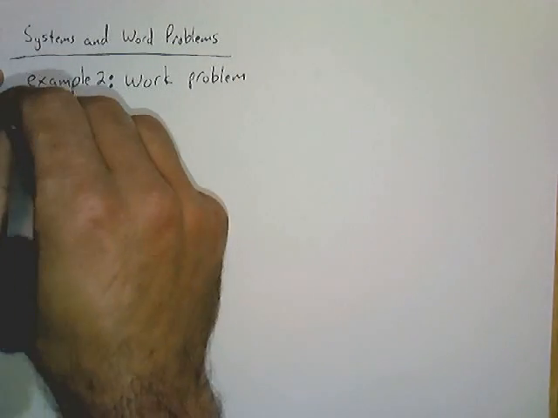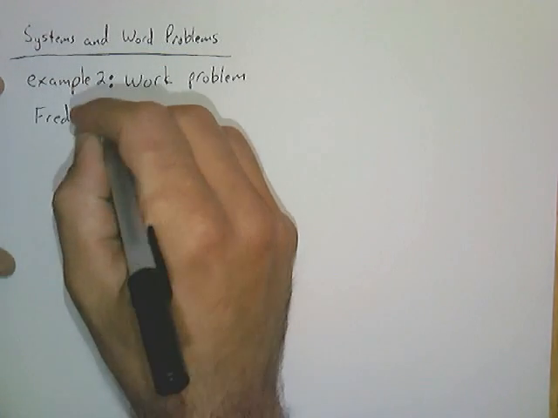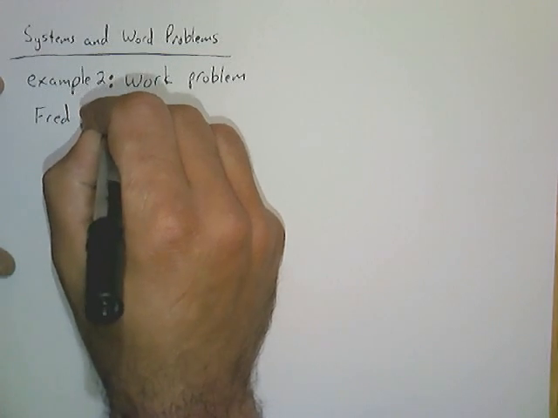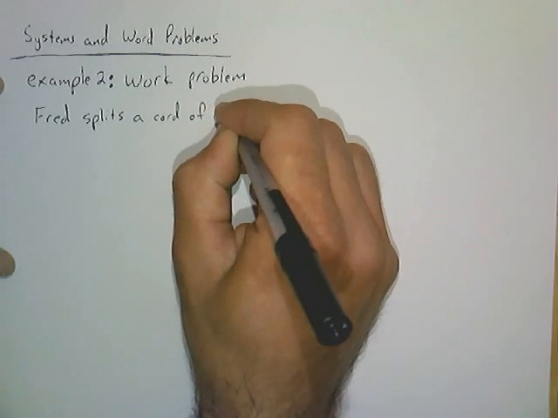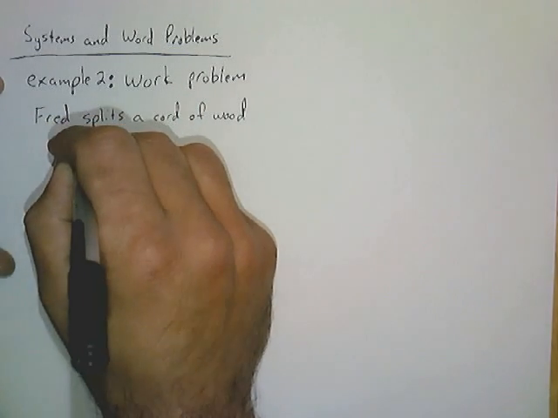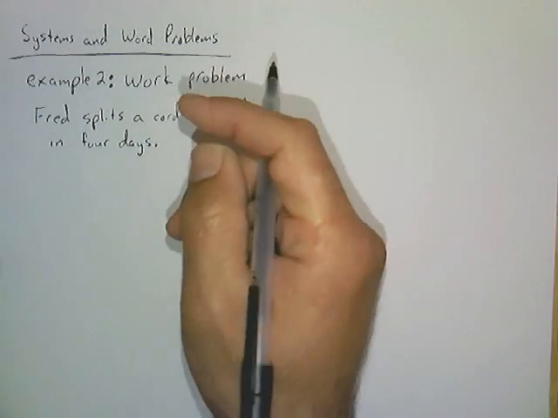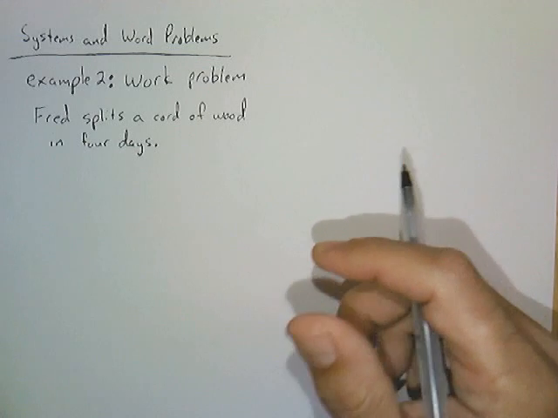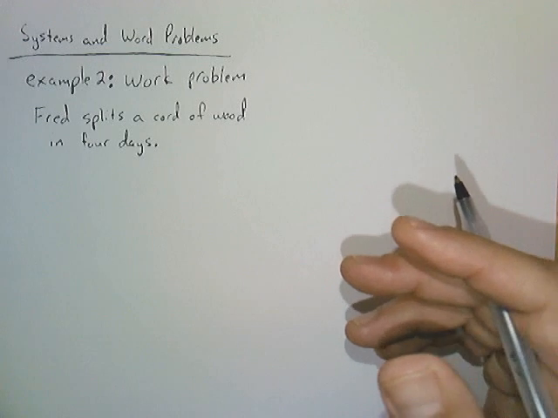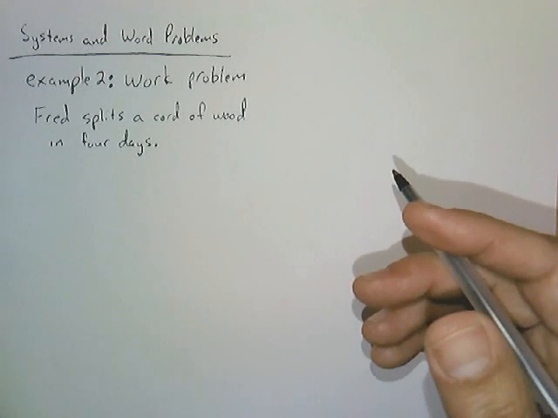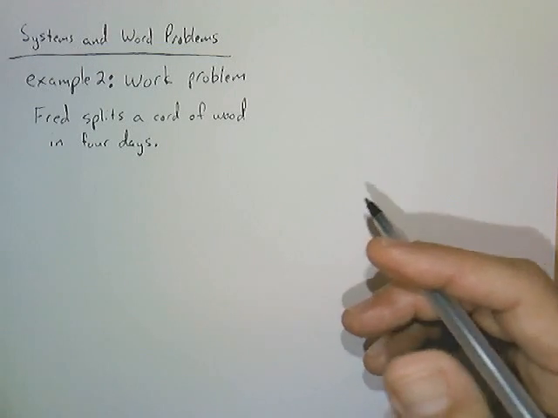Okay. So let's suppose we got two people, Fred and Sally. And so Fred, let's say he splits a cord of wood in 4 days. And you might be asking, well, what in the heck is a cord of wood? Well, it's a lot of wood, basically. You can look it up. It's a stack of wood. I think it's like 4 feet by 4 feet by 8 feet or something. But anyway, it's a lot of wood, and you got to chop it up with an axe before you can burn it. So Fred's going to split one of those cords of wood in 4 days.